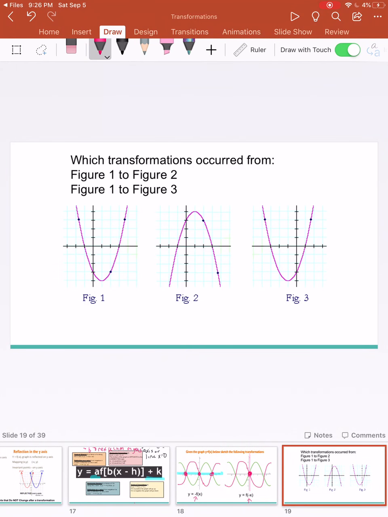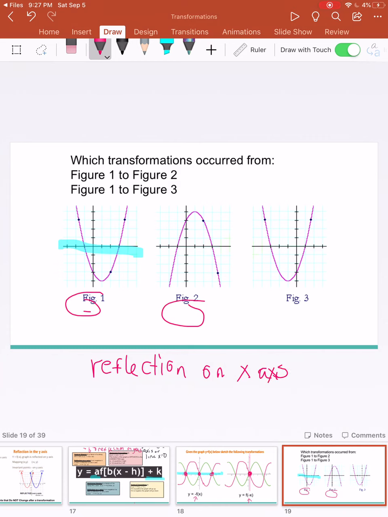Okay, so this question here says, which transformations occur from figure 1 to figure 2? And then from figure 1 to figure 3. So if we look at figure 1 to figure 2, you can see that reflection. So if I were to draw a line across that x-axis, you should see a reflection on that x-axis. Now if I were to compare the graphs of figure 1 to figure 3, there's actually two possible answers here. Number one, you could say that there's a reflection on the y-axis to give you that graph in figure 3.